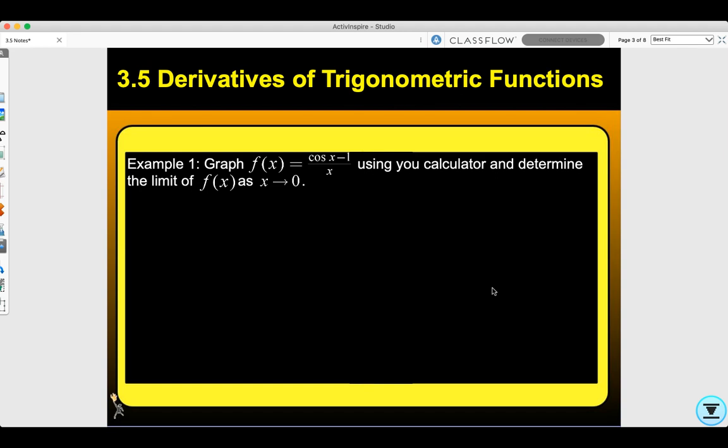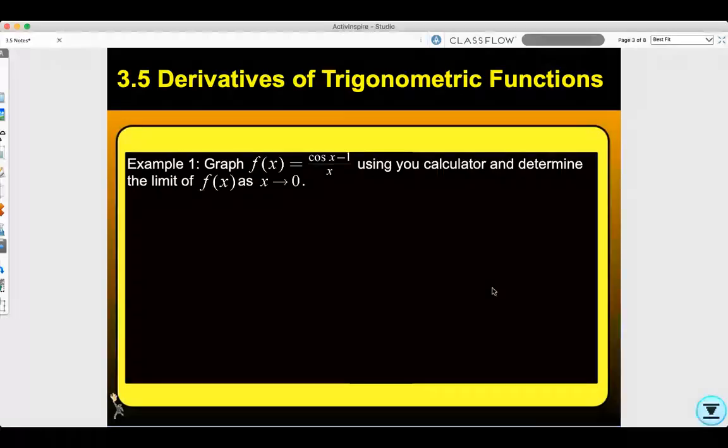Today we are doing section 3.5, derivatives of trigonometric functions. Let's look at example 1.